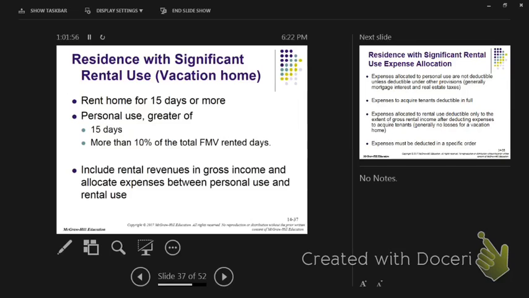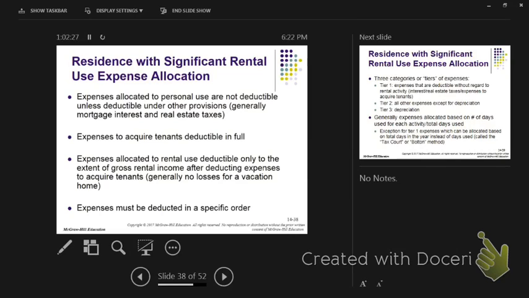Significant rental use are vacation homes typically, or condos down at the beach or the mountains or the lake. So you rent it for more than 15 days, you live in it for more than 15 days, or 10% of the fair market value days rented. With this, you include your income in the gross income, and you allocate your expenses. And I'm going to show you how you do that. If you do that, you are usually looking at putting it on line 17 under rental income. And then with this, there are a couple different things we can do.